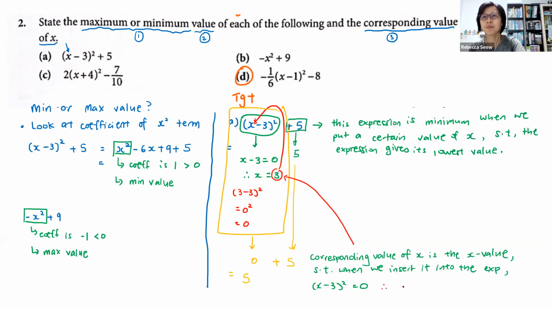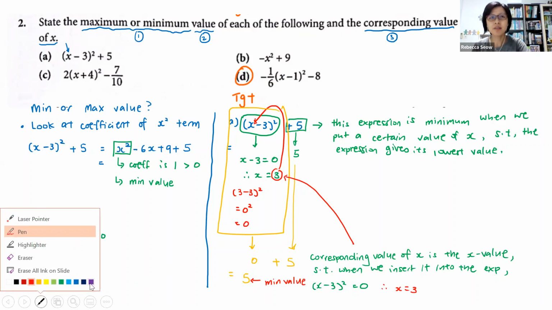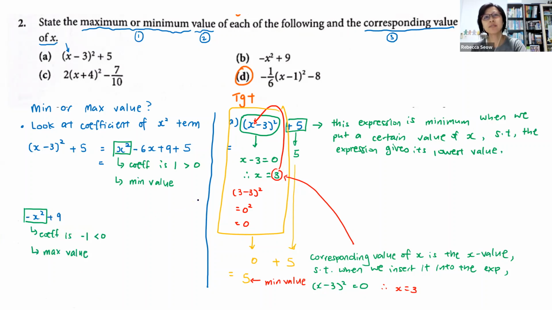Therefore, x equals to 3. And 5 is in turn the minimum value. If I were to summarize what I have just done just now, let me use a little space over here.